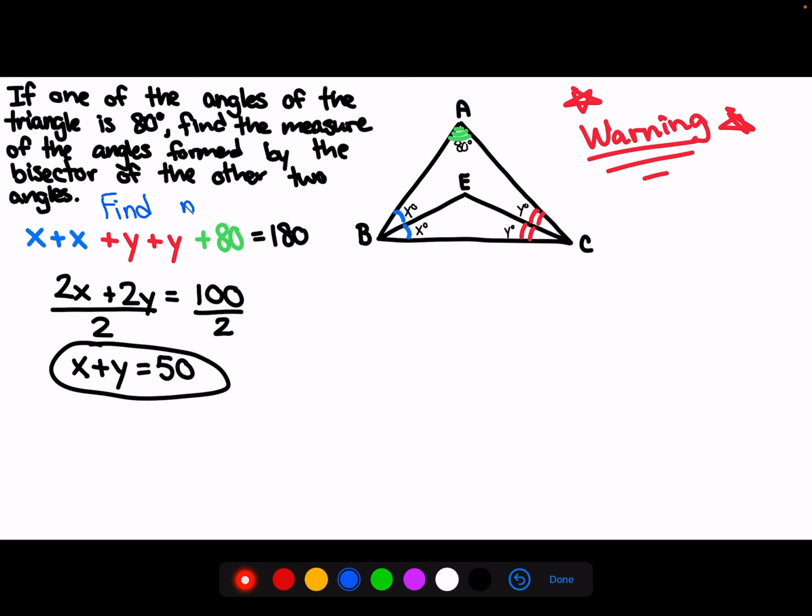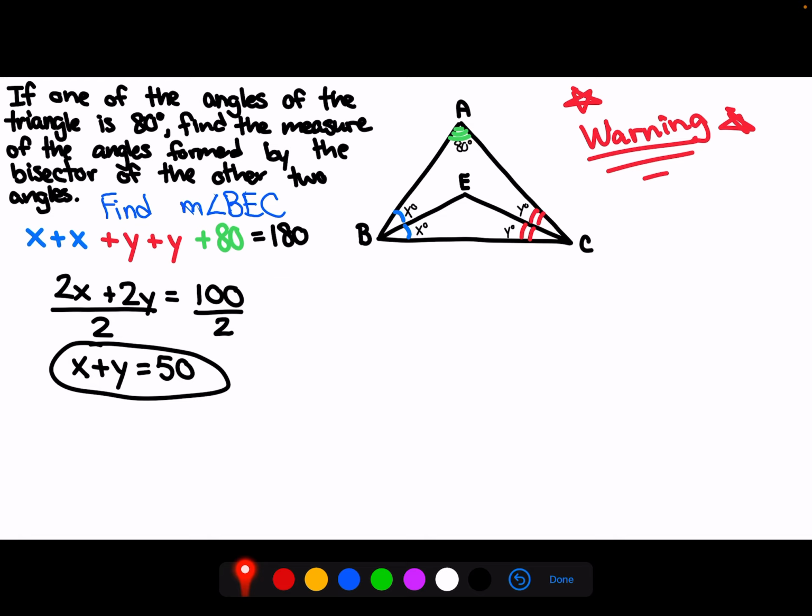So we want to find the measure of angle BEC. That's what this question is actually asking for. So we want to find this angle right here. Now, in order to do that, we're going to go ahead and focus on our big triangle, ABC. So I know that the sum of all these angles is 180, so I have x plus x plus y plus y plus 80 equals 180 degrees.